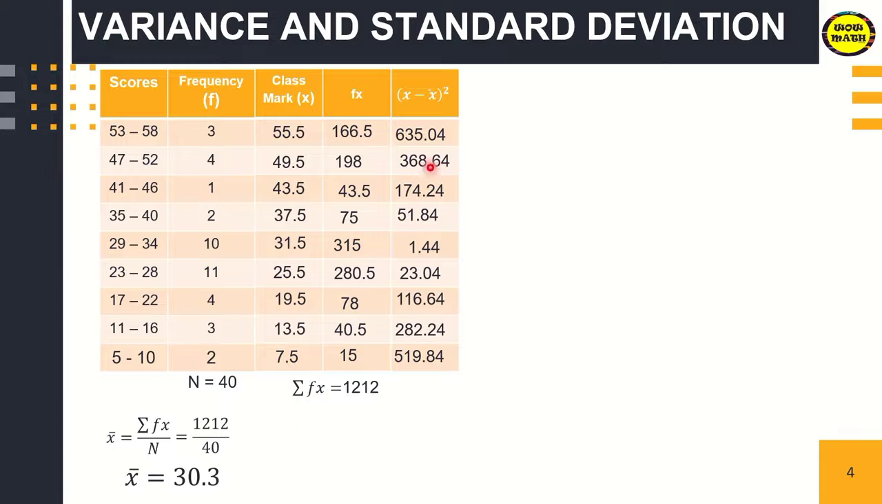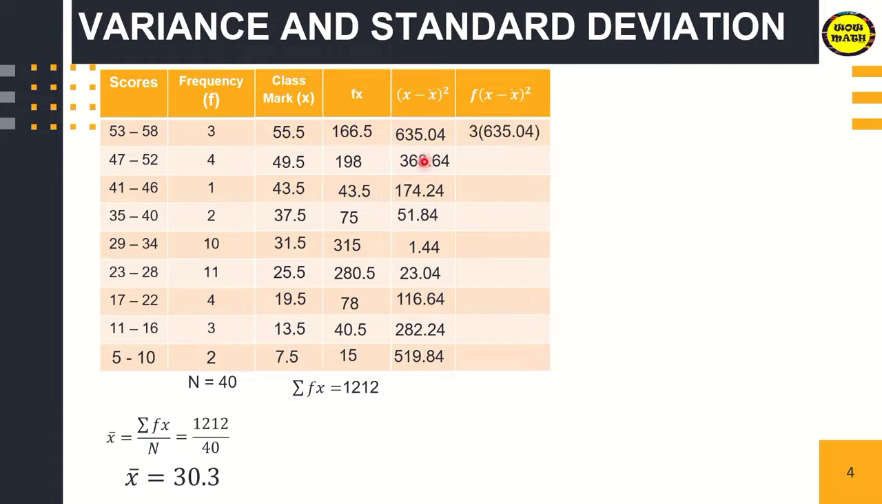Ngayon, after natin makuha yung column na to, may next pa tayong gagawin. Okay? Para makuha natin ang variance and standard deviation. So, ano ibig sabihin nito? Yung column na to, yung sagot natin dito, i-multiply natin sa frequency natin. Yung frequency natin, ito yon dito. So, ito, yung column na to, i-multiply natin sa column na to. So like for example, sagutan natin yung first row.